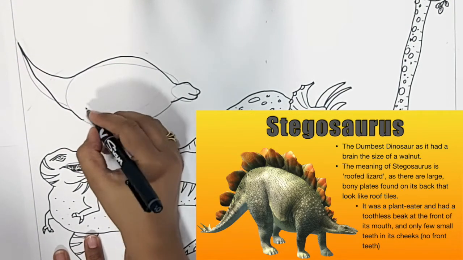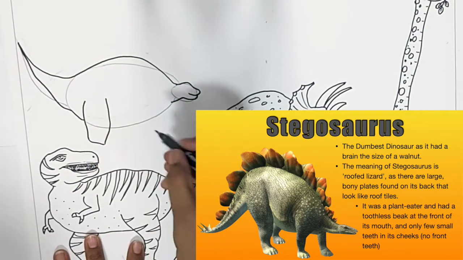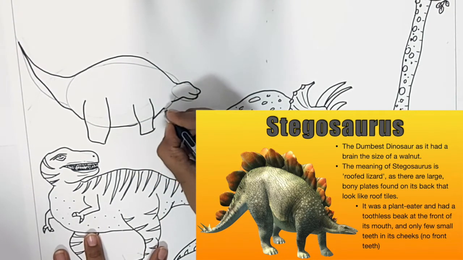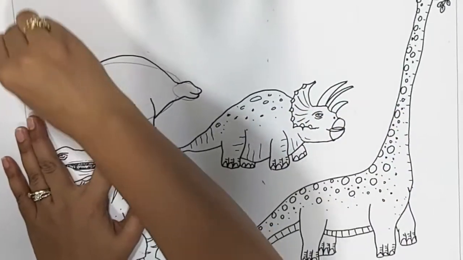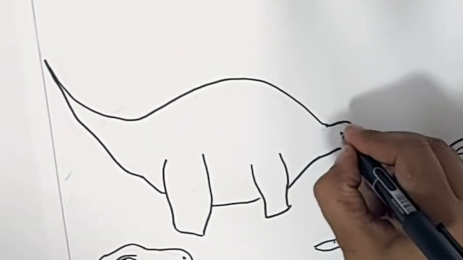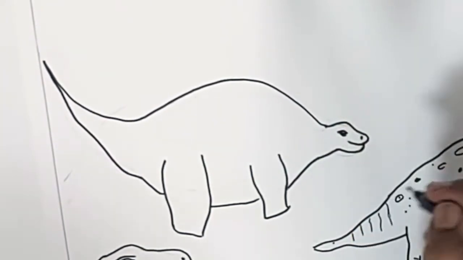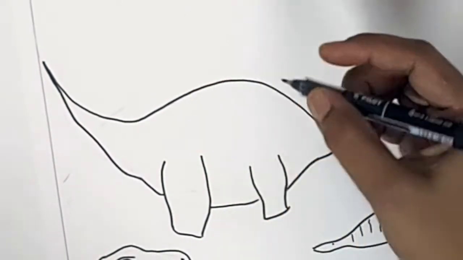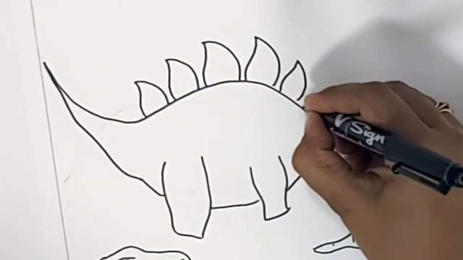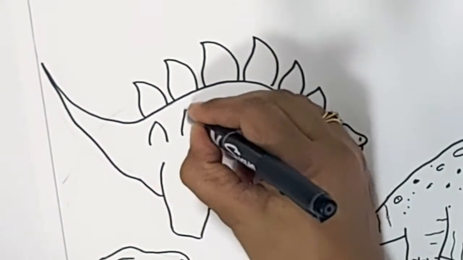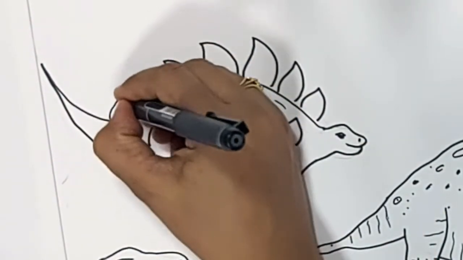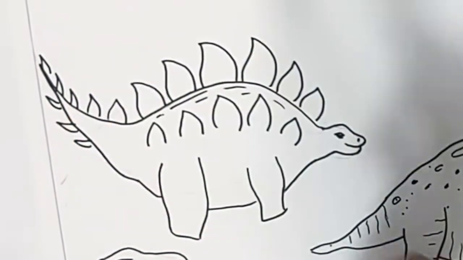The other physical characteristics include a very small head, and again the brain is small, and large bony plates found on its back that made it look like roof tiles. So stegosaurus basically means roof tiles. Okay, so please pay close attention to the interesting, gorgeous, magnificent body characteristics that are found on this dinosaur. So on the entire body we need to draw these plates on the back. You may draw the curvy petals like how I have drawn, or you may simply draw triangles to give the appearance of these bony plates found on its body.